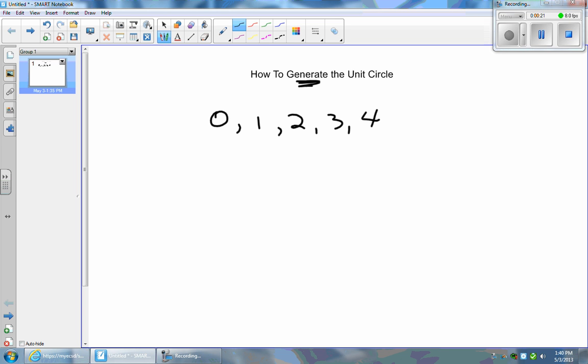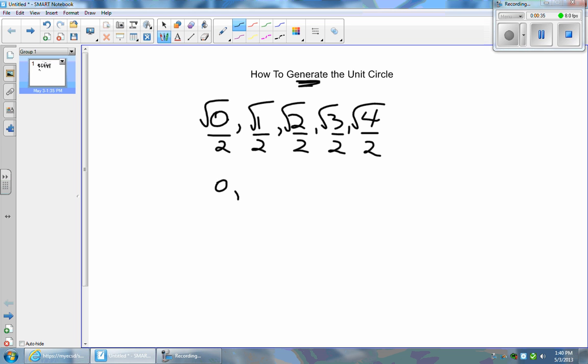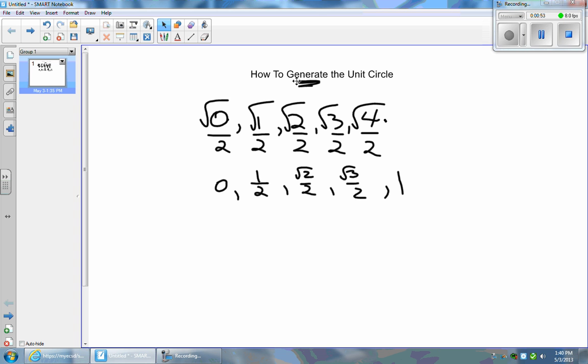Now here's the trick. Everything is over 2 and everything is square rooted. Do you see it? So let's simplify this. Square root of 0 divided by 2 is still 0. The square root of 1 is still 1. It's over 2 though. Square root of 2, root 2 over 2, that doesn't change. Look at this guy, root 3 over 2, that doesn't change. But the square root of 4 is 2, 2 over 2 is 1. Those 5 numbers is all you need to generate the unit circle.